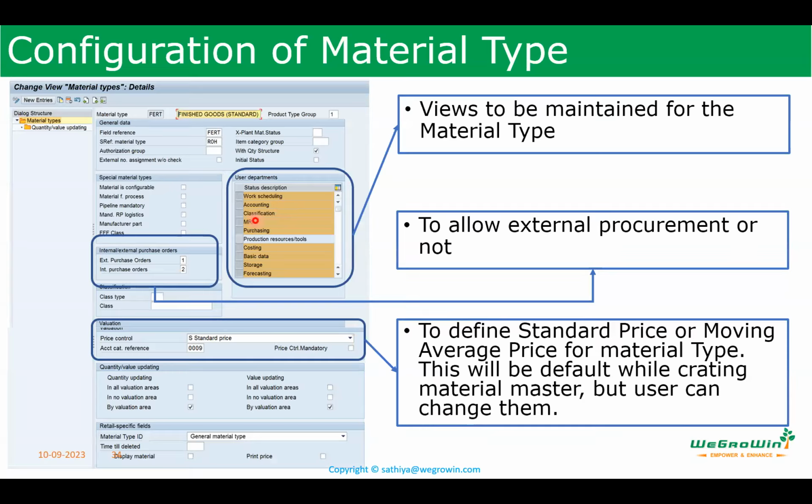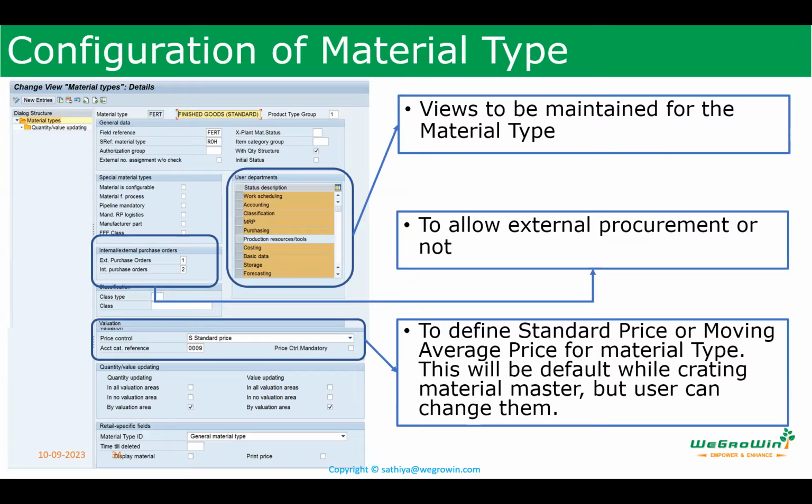Also, I can define, for example, ROH. I can buy only outside. That also I can decide. That is why when you create ROH, you will not be able to enter the procurement type. That will be gray. It will show only F. Because normally ROH means what? It is raw material you have to buy from outside. But in case you have to procure inside, that is what you have to go and change here.